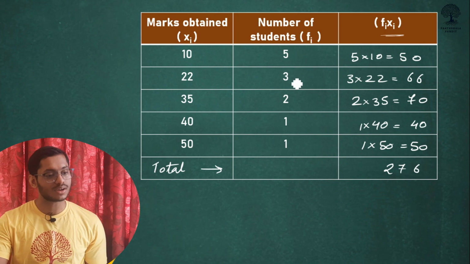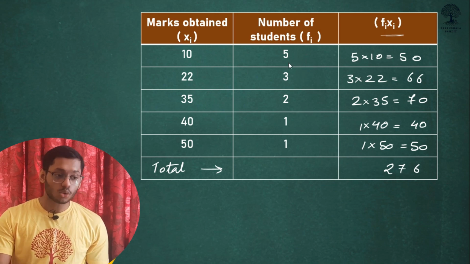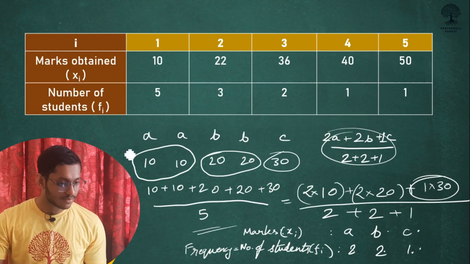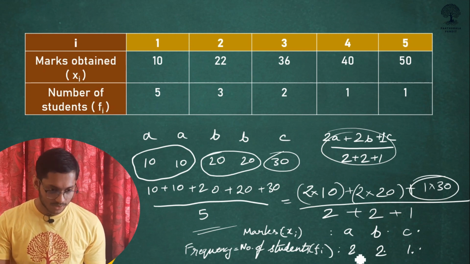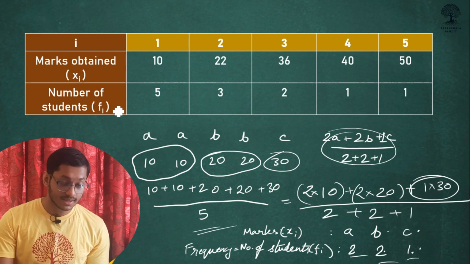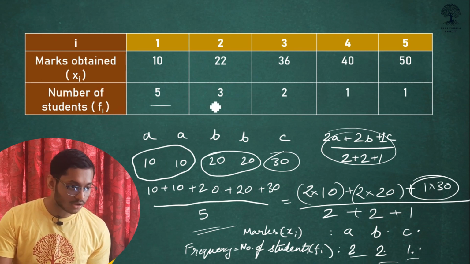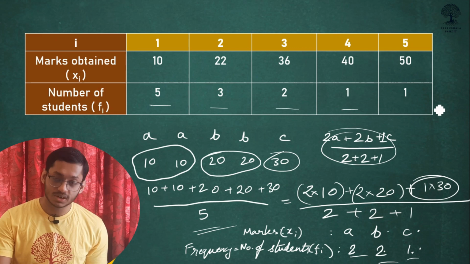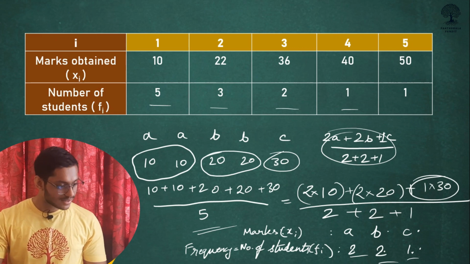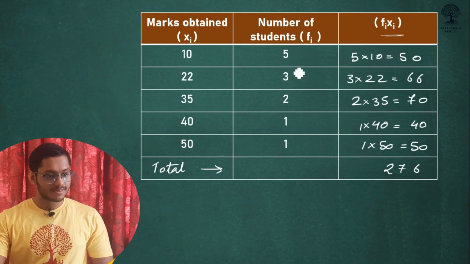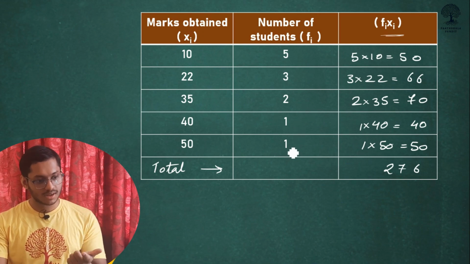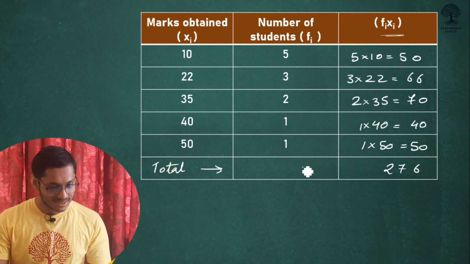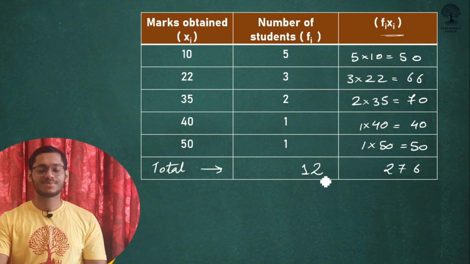Alright. Let's calculate the total, because in the previous thing we had to add up these, 2 plus 2 plus 1 also. Here, the frequency, we have to add 2 plus 2 plus 1. So in this case we will have to add all of this: 5 plus 3 plus 2 plus 1 plus 1, correct? So let's add it. What is the answer? It is 12.